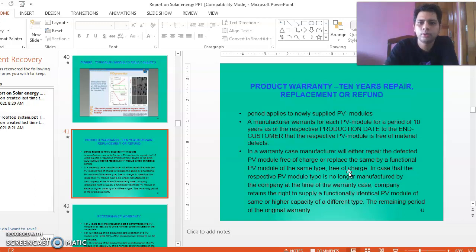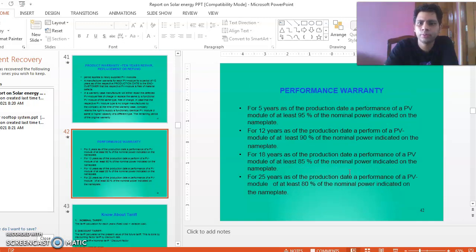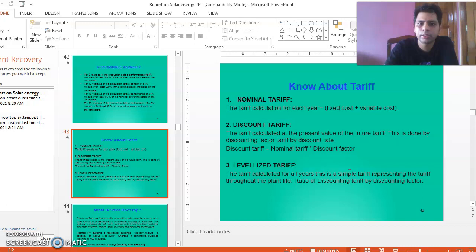Product warranty is around 10 years. Every PV module supplier will give the product warranty. Performance warranty is here. These are the tariffs. Nominal tariff is equal to fixed cost plus variable cost. Discount tariff is equal to nominal tariff into discount factor. Levelized tariff.